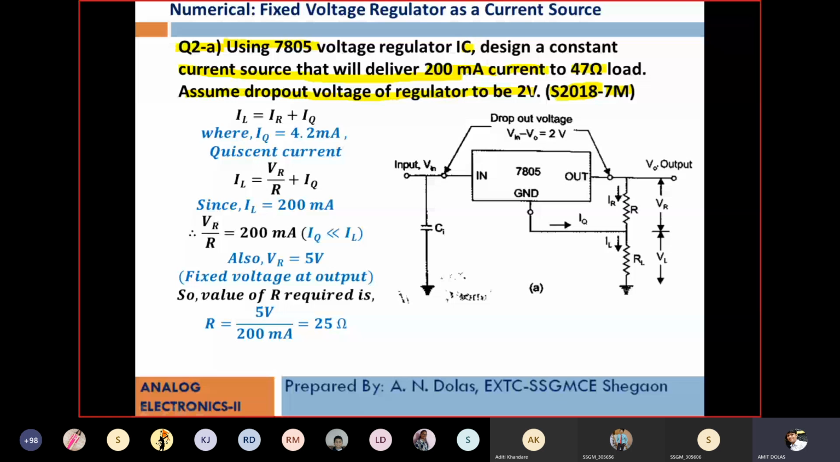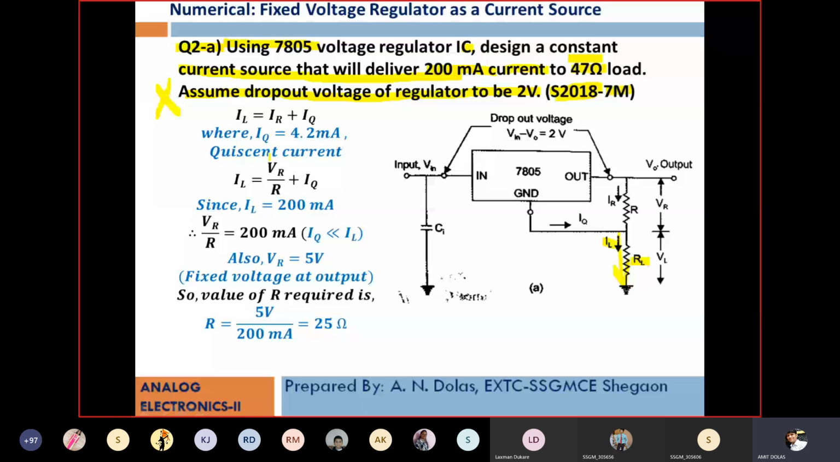If this statement is not given, still you have to assume dropout voltage equal to 2 volt, because it is the characteristic of the 78 and 79 series, that is V in minus V out should be minimum 2 volt. Maximum you can take more than 2 volt, but 2 volt is the standard dropout voltage. What is the given data? In given data, the value of load resistance is given, which is of course 47 ohm, and current, which is IL, is also given, that is 200 milliampere.